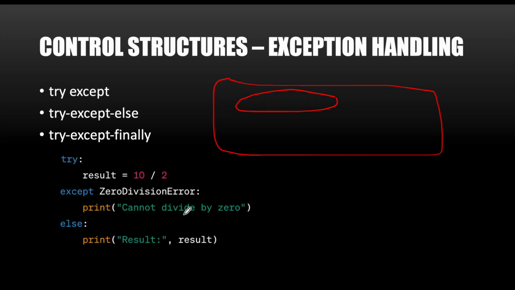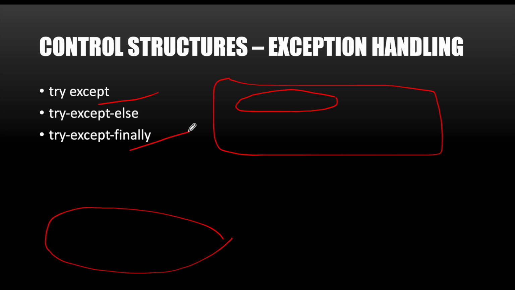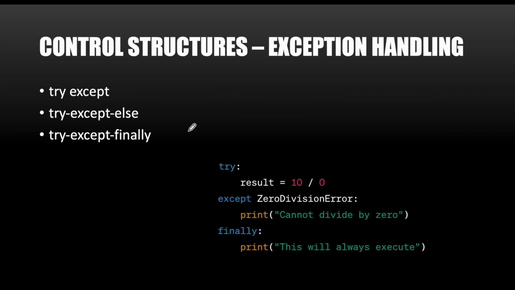The other thing is try except. In case of an exception, this should happen, otherwise this should happen. This is the second statement. This is not usually used, so try except is used, and try except finally is the other one which is prominently used. So what is a try except finally?